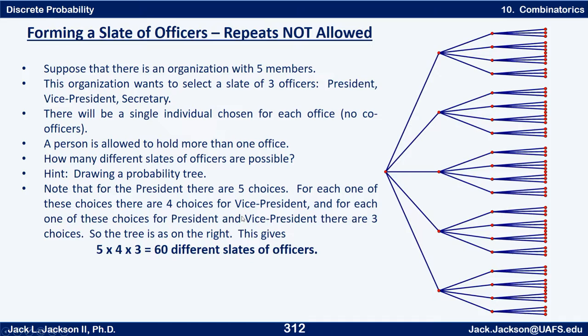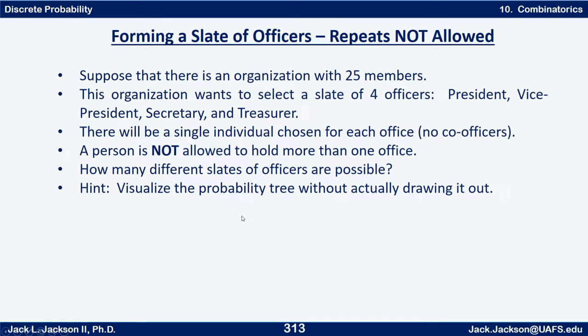Okay? Let's have you do another one. This one's going to be a little bit bigger. This time we have 25 members, and we're going to select a slate of 4 officers: president, vice president, secretary, and treasurer. Again, there will be a single individual chosen for each office. A person is not allowed to hold more than 1 office. How many different slates of officers are possible?